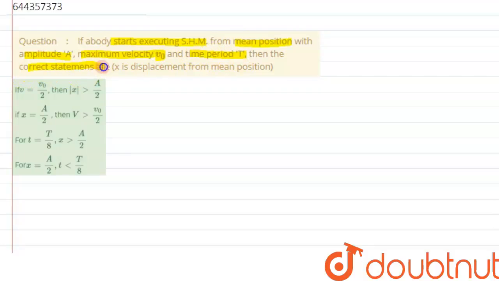A particle starts S.H.M from mean position with amplitude capital A, maximum velocity V0 and time period capital T. Then find the correct statement, where x is the displacement from mean position. When a particle starts executing S.H.M, let's try to visualize the given situation. For a particle performing S.H.M, we have two main positions, that is extreme and mean. So there are two extreme positions and one mean position, and in the question it's been given that the particle starts from mean position, where x equals 0.